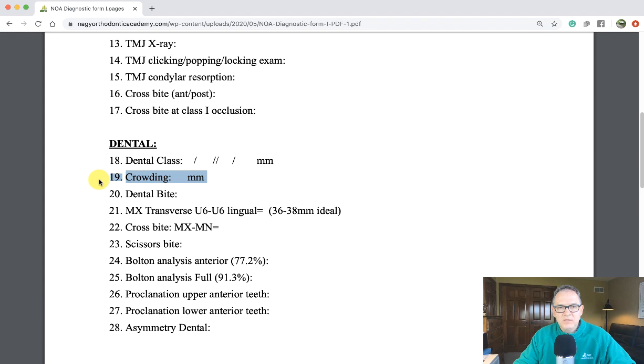Here's crowding. For crowding, you're going to say how much crowding on the upper arch and how much on the lower arch. So I usually say maxillary crowding 2 millimeters, mandibular spacing 2 millimeters, or maxillary crowding 5 millimeters, mandibular crowding 9. This is where you put the amount of crowding.